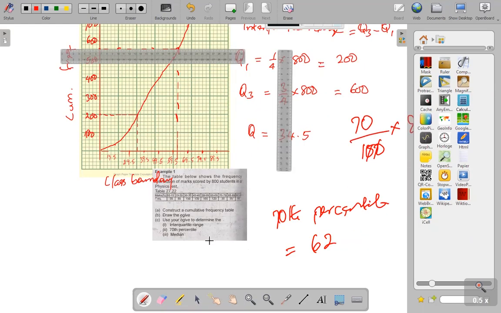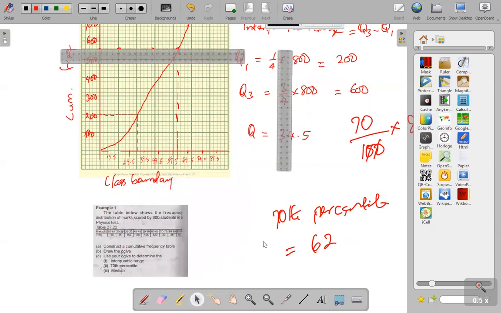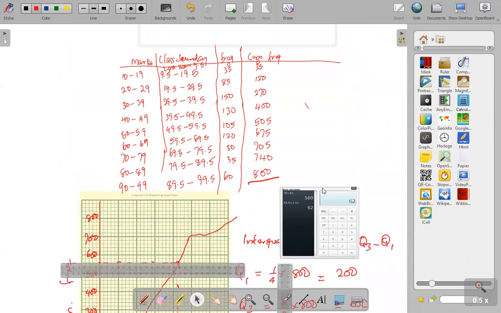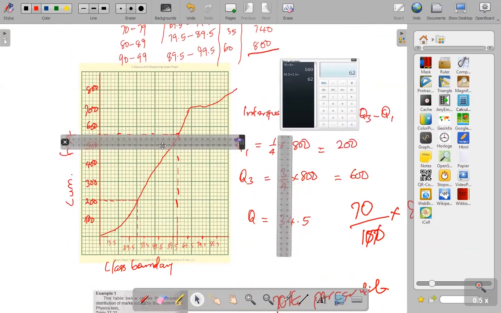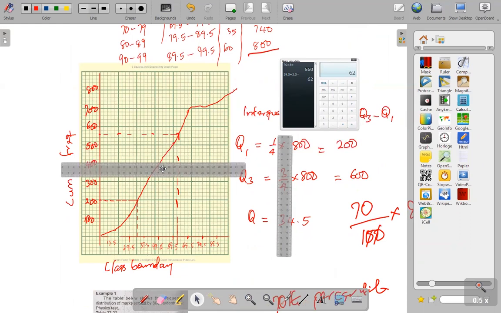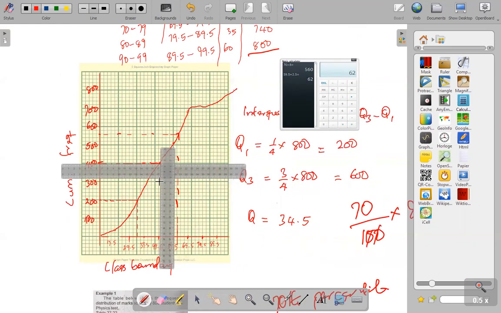And finally, the median. The median is 50% of the score. And 50% of 800, which is our total cumulative, is 400. So place the ruler at the 400 mark, and trace it to the curve. Where the line meets the curve, we trace it to the x-axis. That is the rough work I'm doing now. I'm rushing.